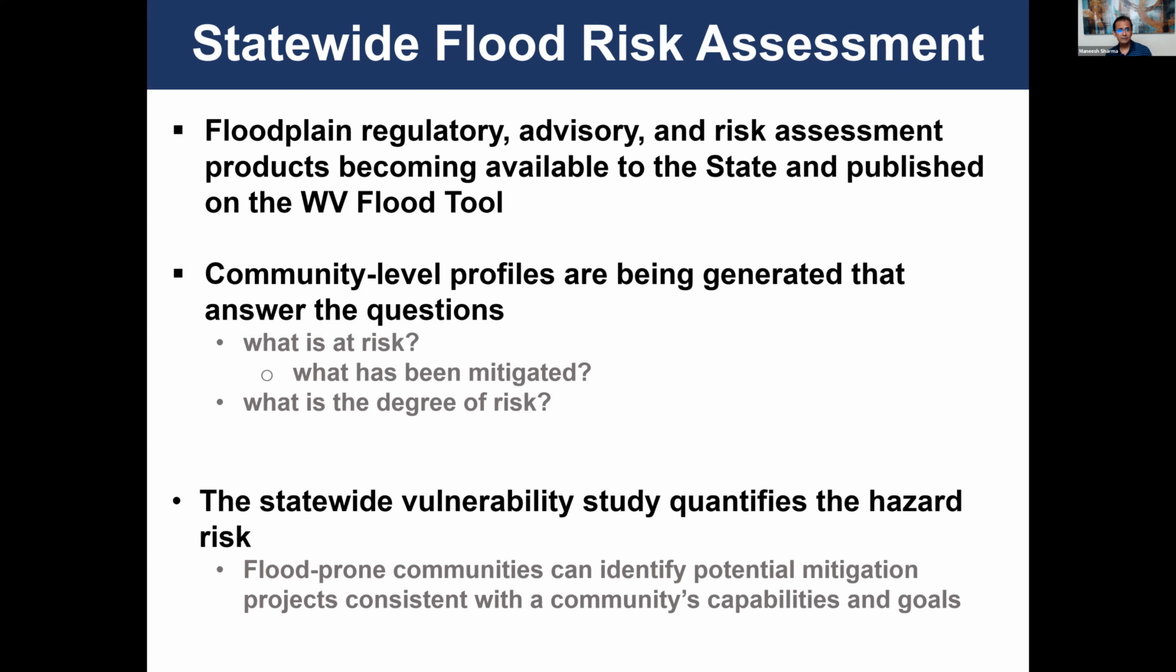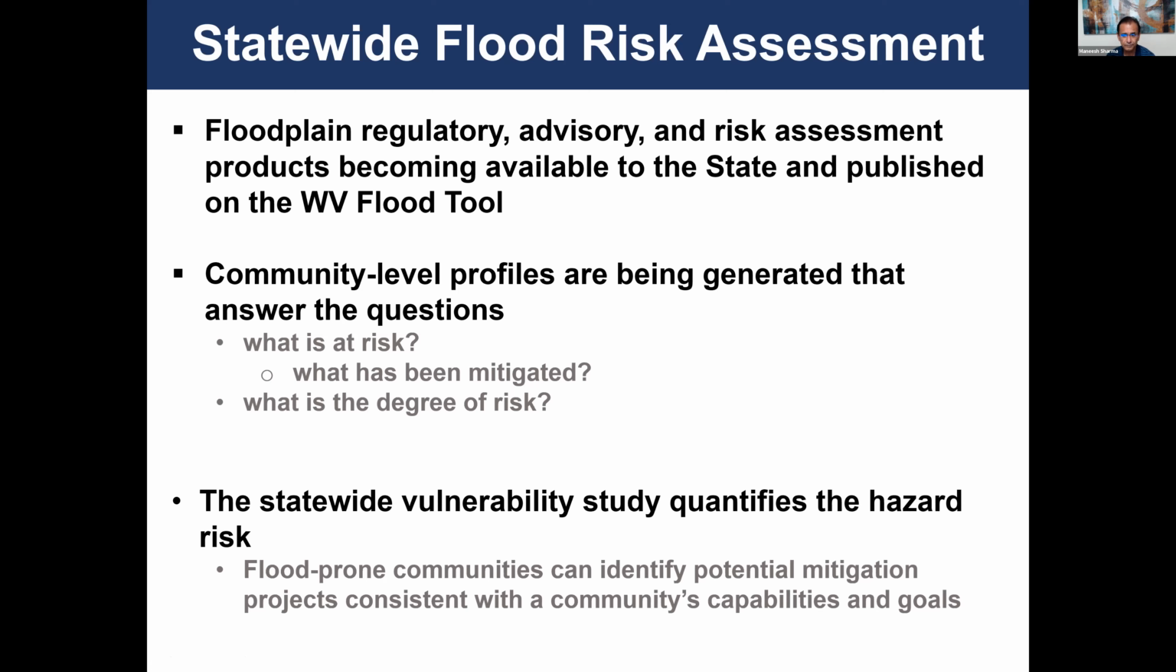In this assessment, whatever products we are generating will mostly get published on the flood tool and its accessory products. But the overarching goal is to identify what is at risk in West Virginia. Part of that is we are also trying to quantify the mitigated structures in the state. So what is at risk, and then once we do that, what is the degree of risk in each community and then for the whole state.